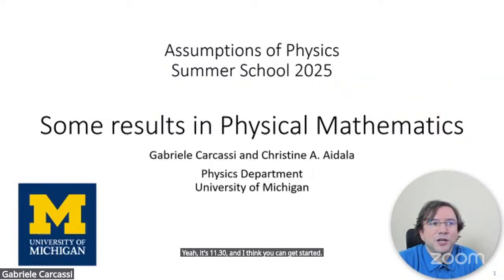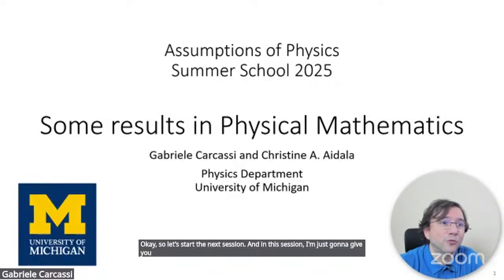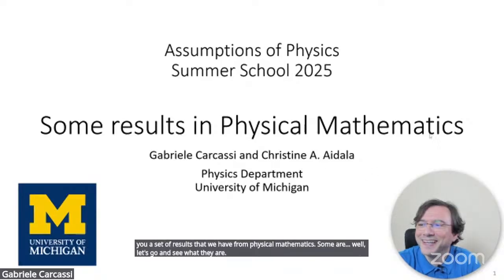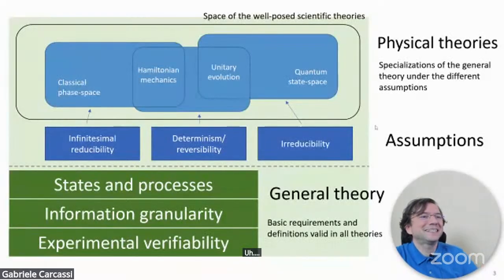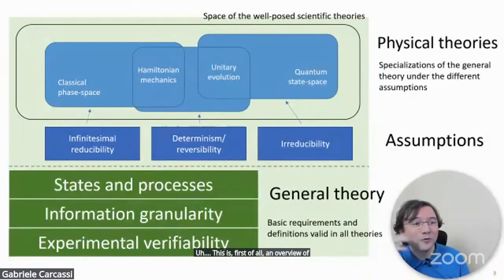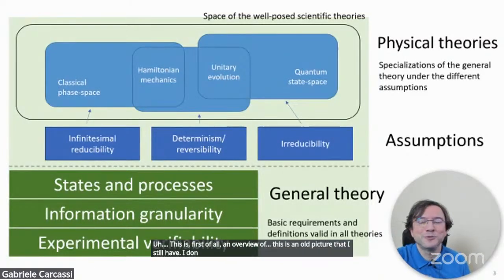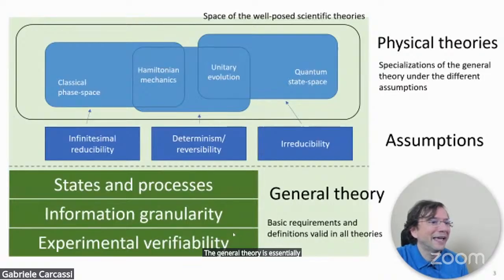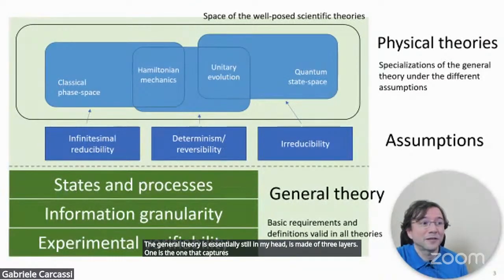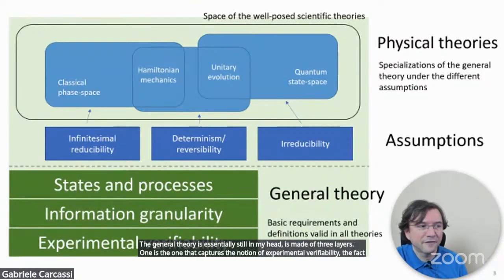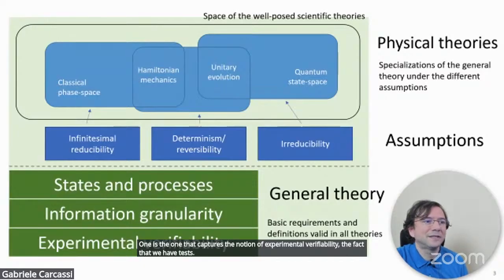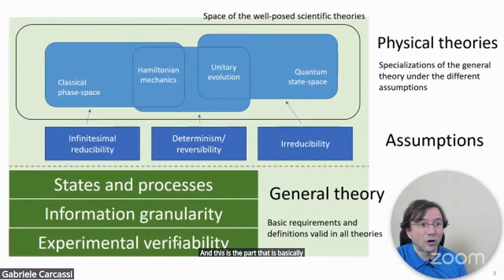And in this session, I'm just going to give you a set of results that we have from physical mathematics. Some are, well, let's go and see what they are. This is, first of all, an overview. This is an old picture that I still have. I don't quite know whether it needs to be retouched or not, but the general theory is essentially still in my head made of 3 layers. One is the one that captures the notion of experimental verifiability, the fact that we have tests. And this is the part that is basically very solidly done.